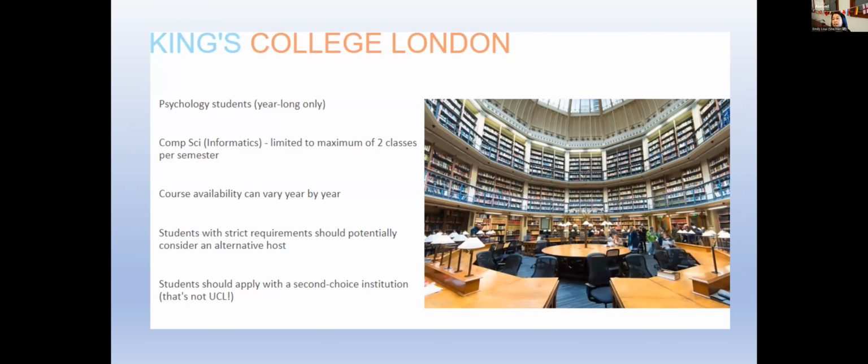That said, there are some limitations. If you are a psychology student, you can only take psychology courses if you're there for an entire year. I'm going to mention that because a lot of psychology students are interested in this program. If you're interested in psychology in London, I would recommend Queen Mary, which I'll talk about later. But for now, just know that there's that limitation here. If you are a computer science major, you can only take 2 classes per semester. So again, that can be quite limiting as well.